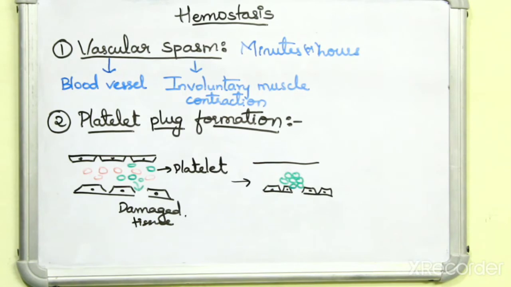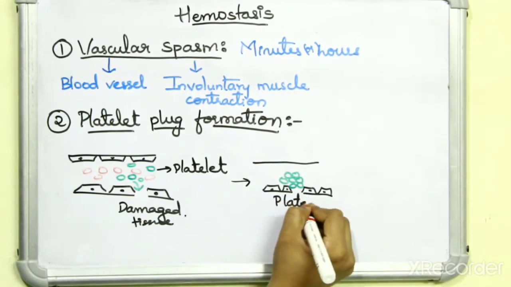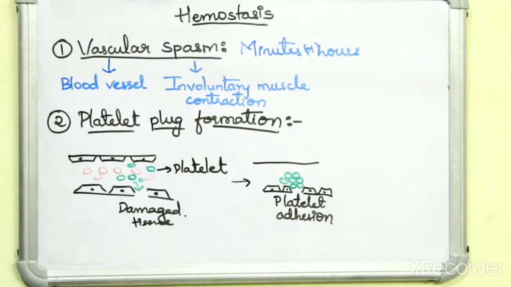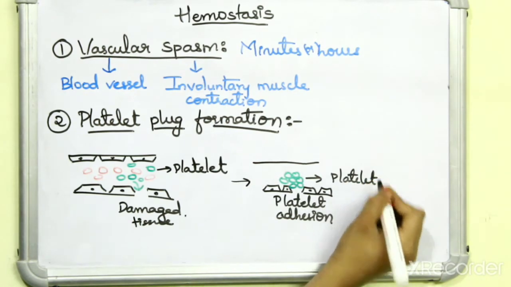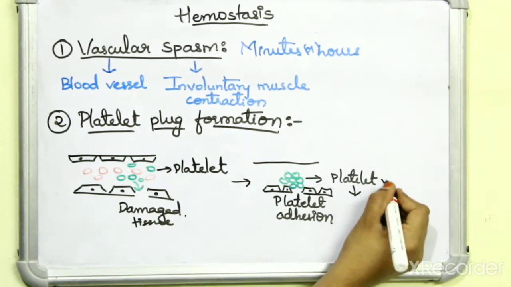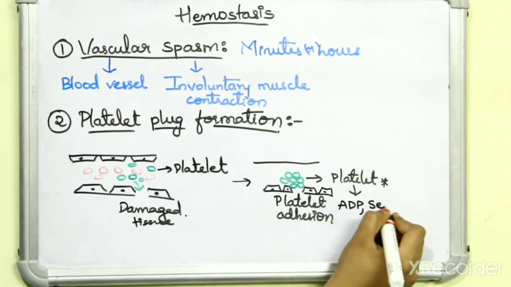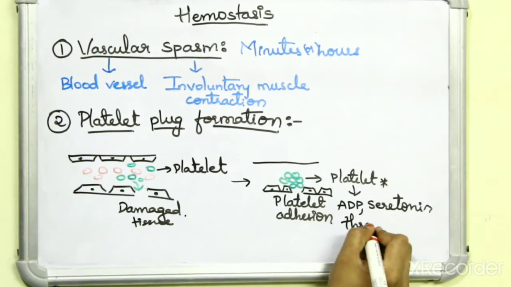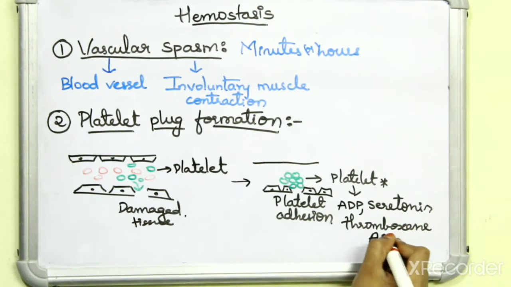What happens if they attach? They stop that bleeding temporarily, right? So this attachment of platelets is called platelet adhesion. This first stage is platelet adhesion. As soon as these platelets get adhered, they become activated. They start releasing ADP, serotonin, and along with serotonin they release thromboxane A2. It is one type of prostaglandin, you can say.